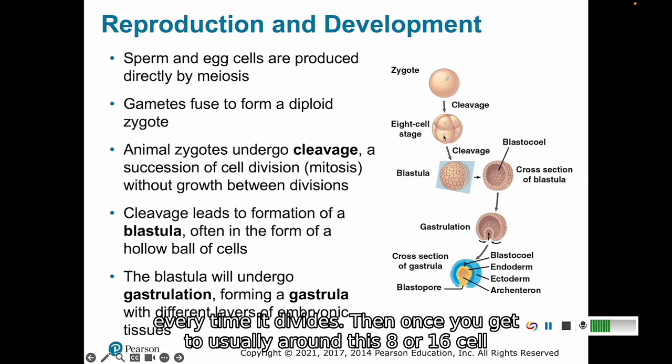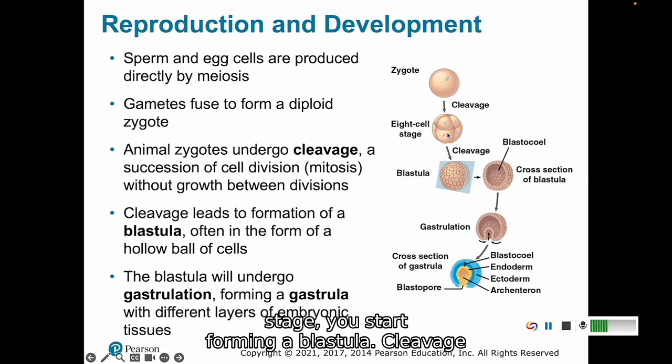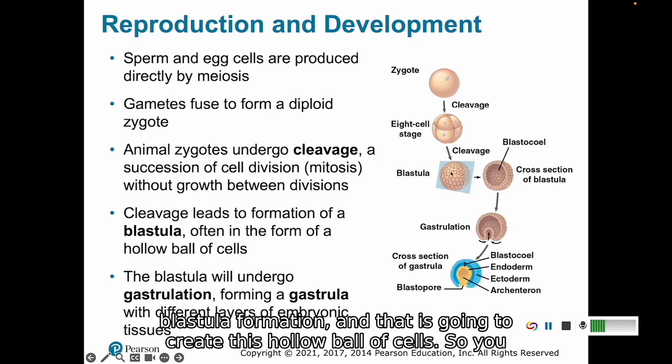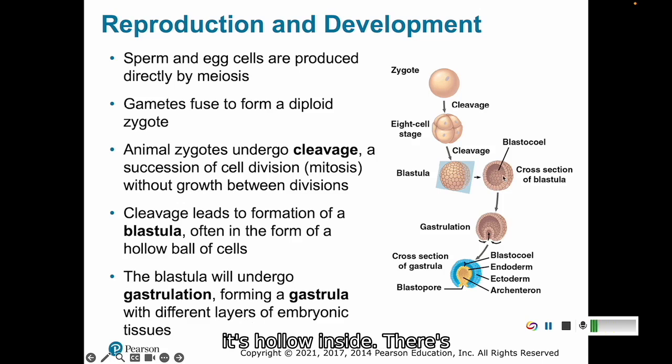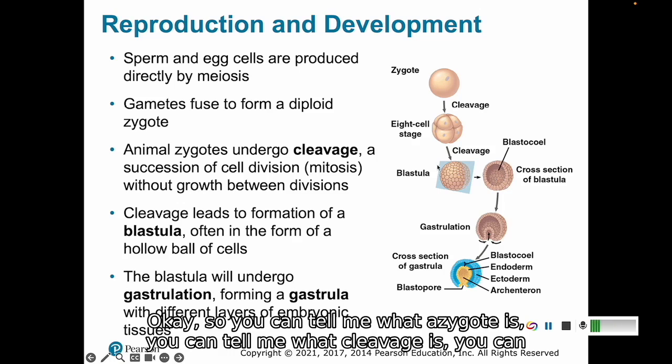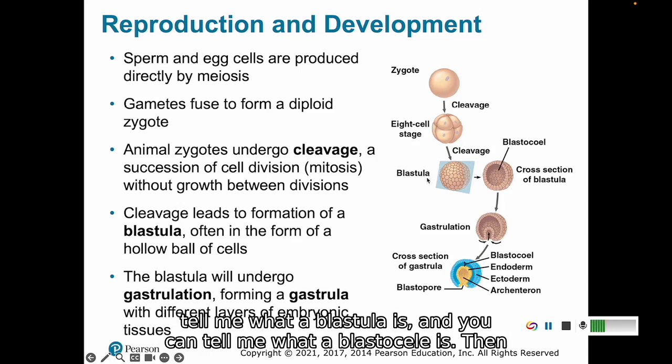Then once you get to usually around this 8 or 16 cell stage, you start forming a blastula. Cleavage is going to be followed by blastula formation, and that is going to create this hollow ball of cells. So you see all of these cells forming this sphere, but it's hollow inside. There's nothing inside. This inside hollow area is called the blastocoel. Okay, so you can tell me what a zygote is, you can tell me what cleavage is, you can tell me what a blastula is, and you can tell me what a blastocoel is.